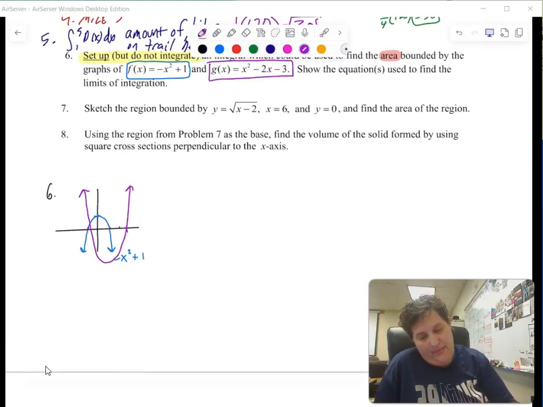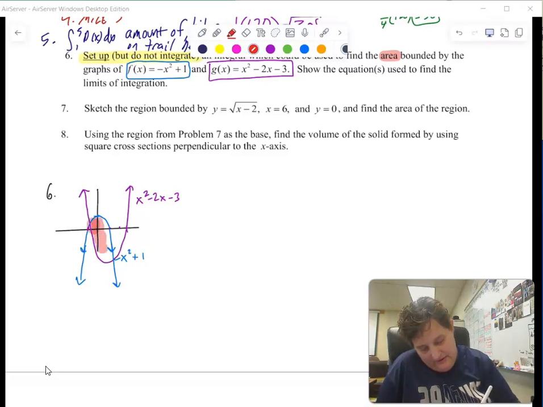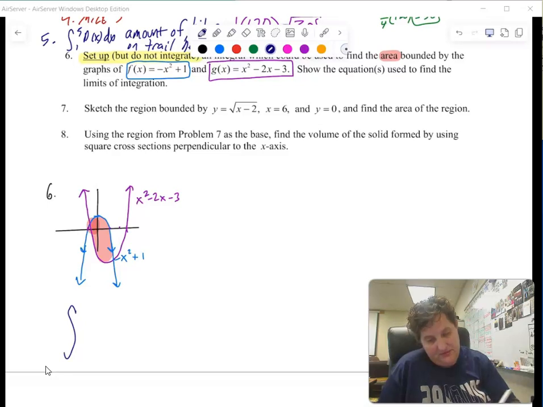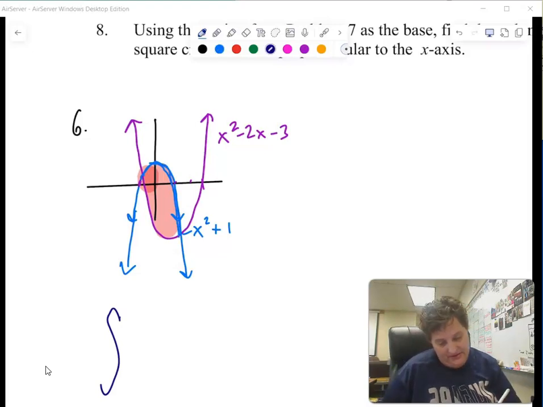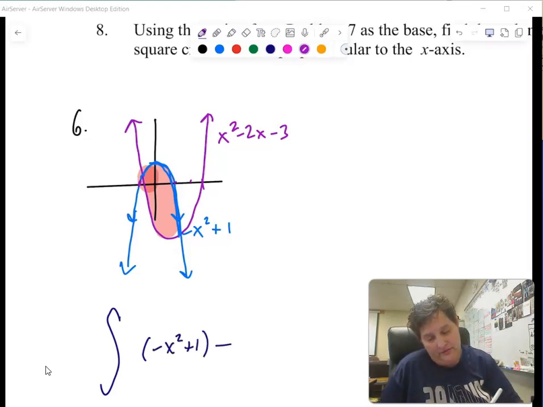And actually, now I want to make this one a little bit better. Okay, so that's -x² plus 1. That's x² minus 2x minus 3. And the area that I am looking for is like right in here, okay? All right, so here's my setup. We're going to go top minus bottom. Now, when you look at this region, okay, the top curve is this blue one, and that's across the entire region. So that's going to be -x² plus 1. And then the bottom curve is this purple one, and that's going to be all the way across the region.